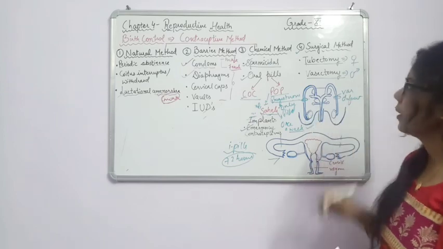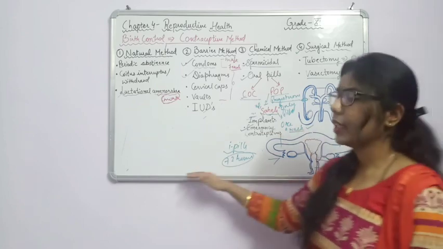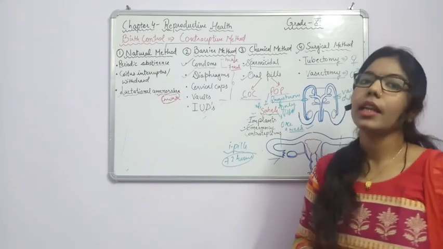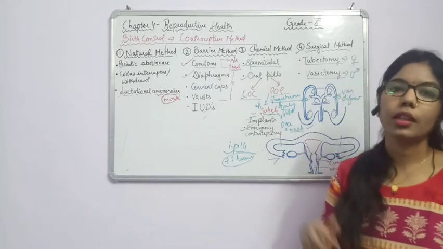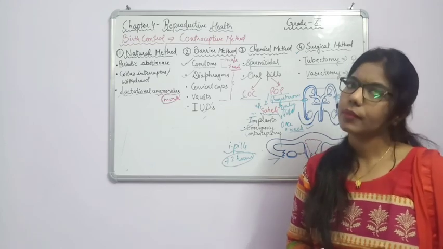Fine. So these are two methods by which we can avoid unwanted pregnancy, and if any couple adopts this method, obviously it will be helpful for the country, for what? For controlling the population.